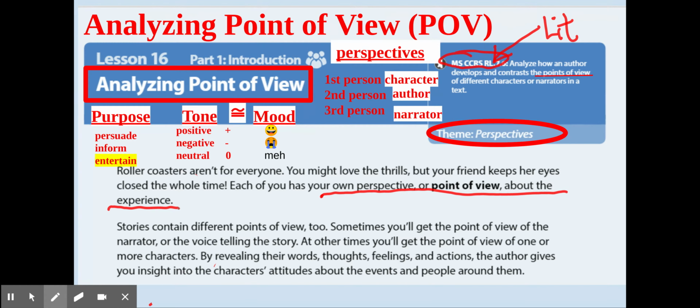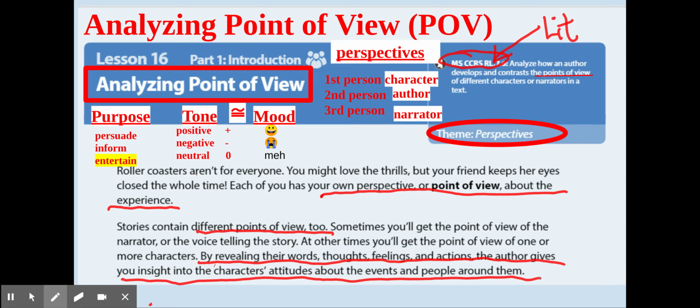All right, so stories also have different points of view. Sometimes you'll get the point of view of the narrator or the voice telling you the story, and we call that, what did we say? That's the narrator, the voice. And other times you get the point of view of one or more characters. By doing that, they're revealing their words, thoughts, feelings, and actions. The author gives you insight into the character's attitude about events and people around them. Okay?